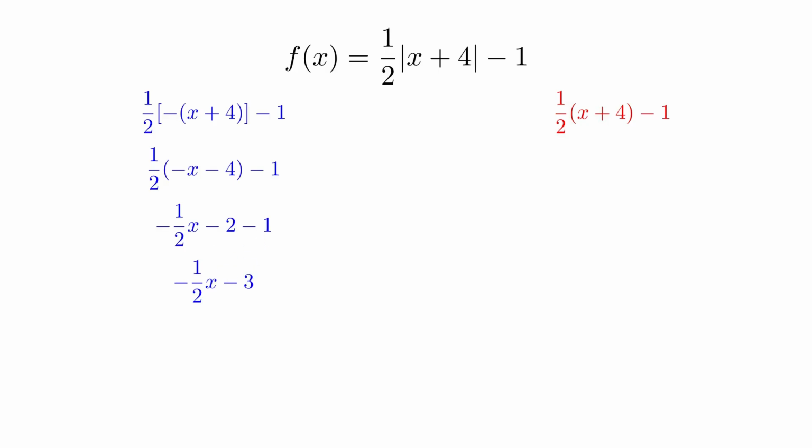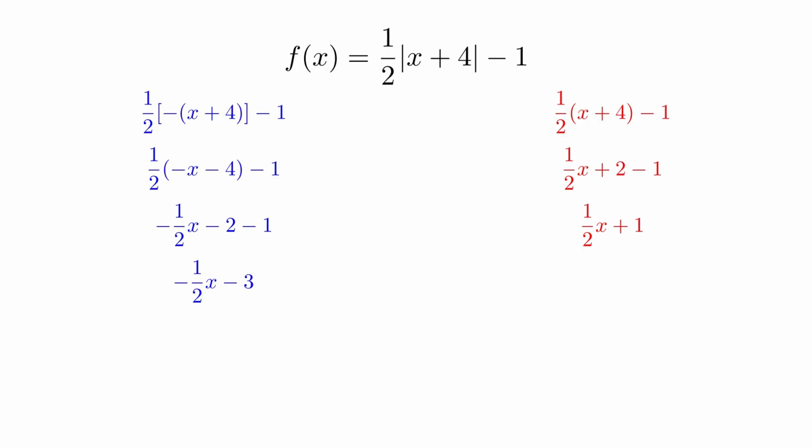Now for the positive version, we're going to clean it up, so we can distribute the 1/2 to the x plus 4 first. 1/2 times x gives us 1/2 x, and 1/2 times 4 gives us 2. Then we'll be left with 1/2 x plus 2 minus 1, and then we can combine the positive 2 and the negative 1, and 2 minus 1 gives us 1, so we'll be left with 1/2 x plus 1. Now the next step is to figure out our conditions for our piecewise function.